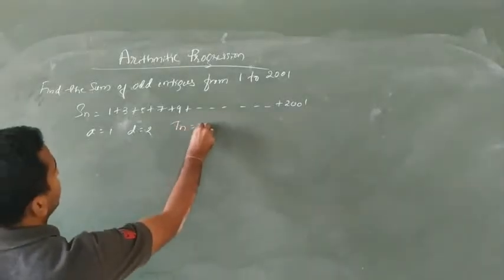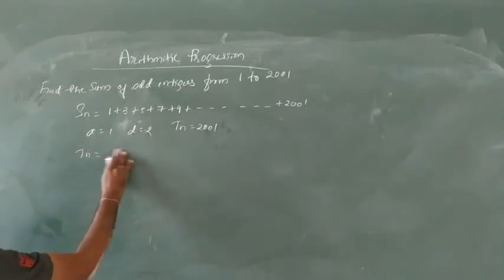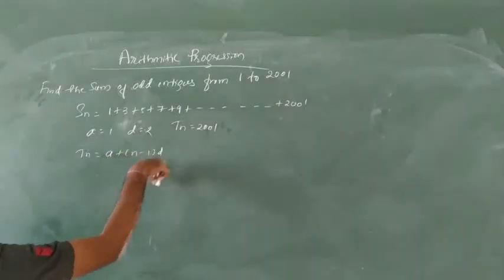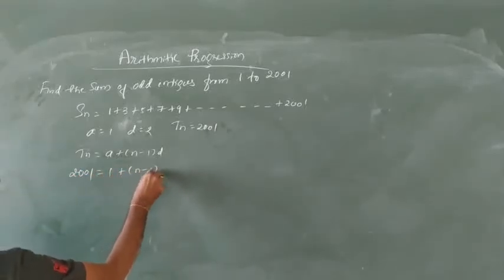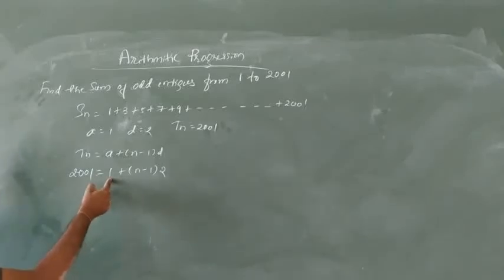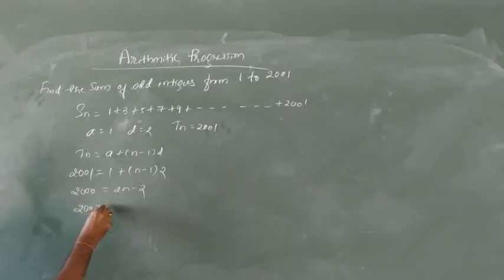Then the nth element is 2001. Got it? So Tn is equal to A plus (n minus 1) into D. That is 2001 equals 1 plus (n minus 1) times 2. Multiplying it out, it becomes 2000 equals 2n minus 2. Taking this to the LHS, 2002 equals 2n. So n is 2002 divided by 2, that is 1001.